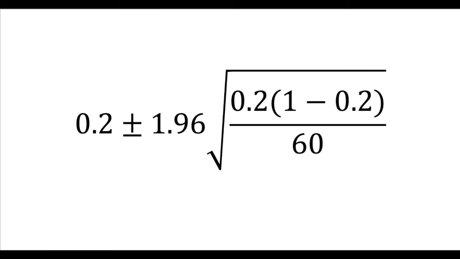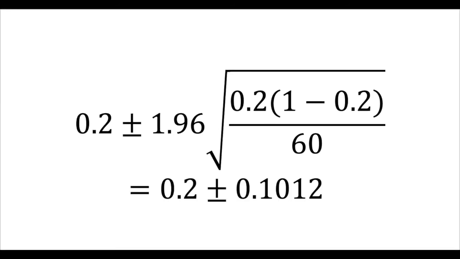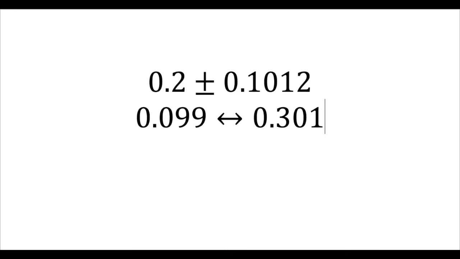Our critical value for a 95% confidence interval is 1.96, and our standard error is the square root of 0.2 times 0.8 divided by 60, or essentially 0.01564. Multiply those, and we get 0.1012. Add and subtract that to our 0.2 point estimate. Our 95% confidence interval for the proportion of brown M&Ms in broad circulation is between about 9.9% and 30.1%. Needless to say, this is not a staggeringly precise measurement.